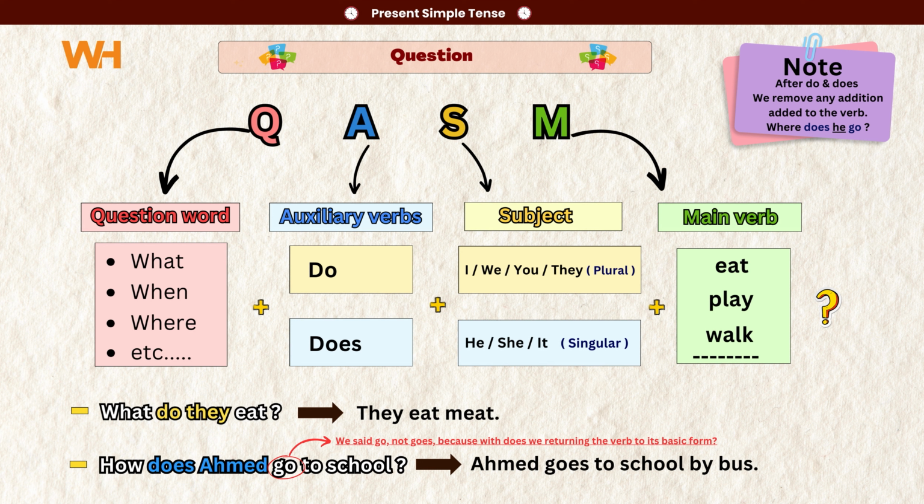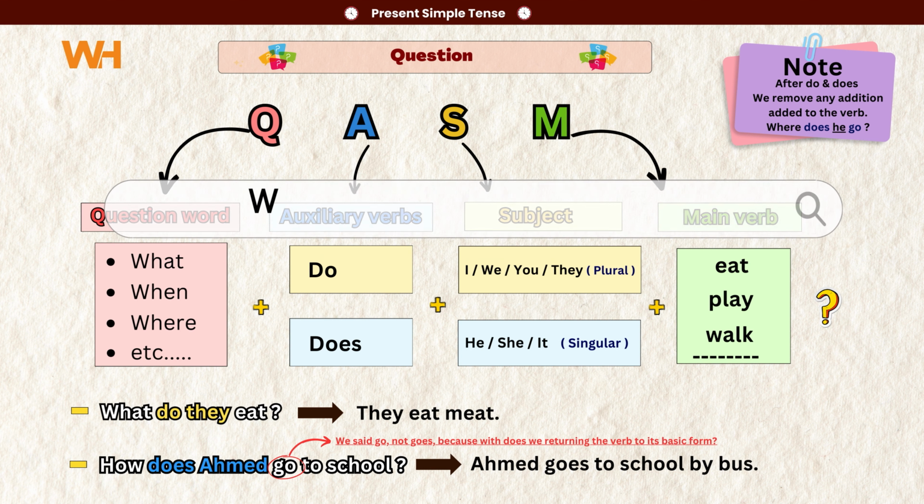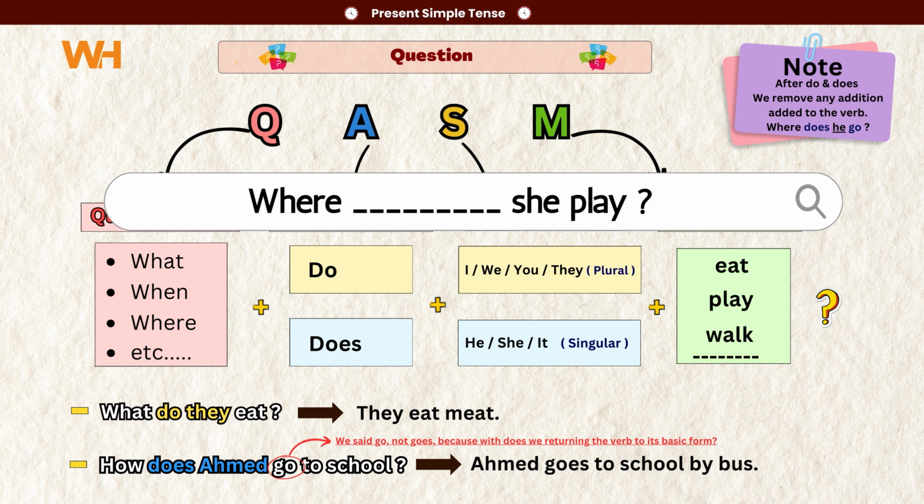Let's try another one. Let's ask about the place where a girl plays. Where blank she play? Can you guess do or does? It will be does because the subject is she. So the question is, where does she play?